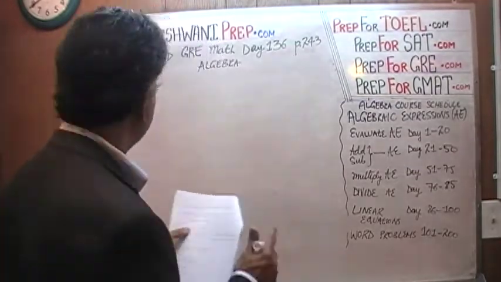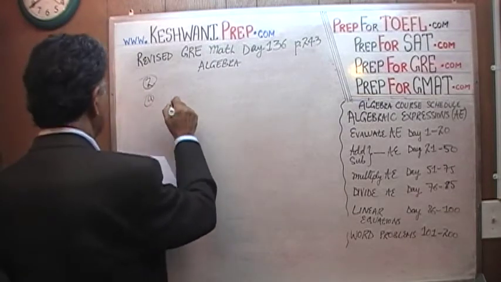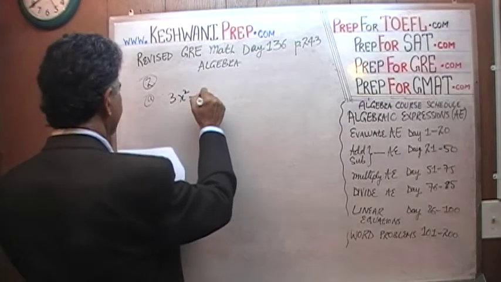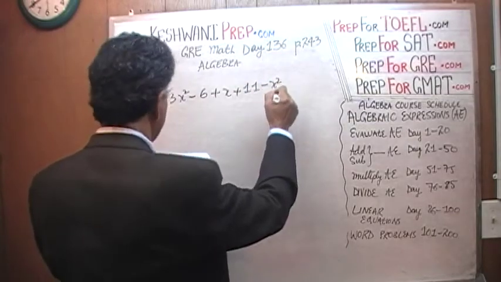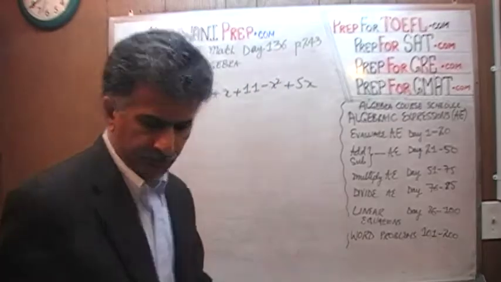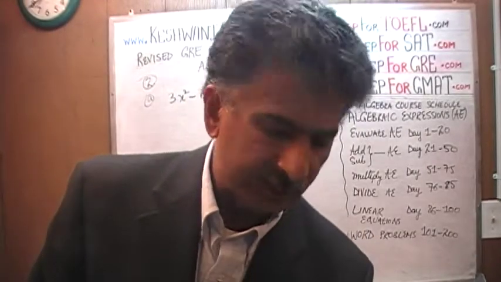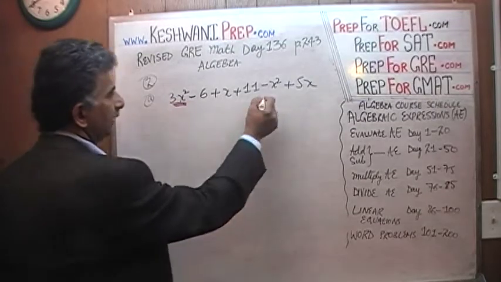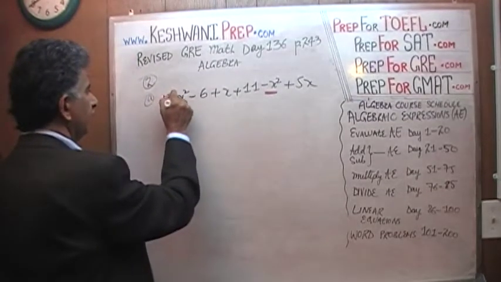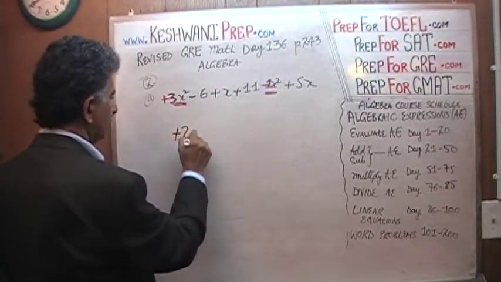Simplify the following expressions. A. This is the second problem. 3x squared minus 6 plus x plus 11 minus x squared plus 5x. Let's see what we can do here. So we have to add and subtract what are known as like terms. For example, all the terms that involve x squared. Here I see the first one, here I see another one. This is a positive 3, this is a negative 1. A positive 3 and a negative 1 is going to give us positive 2x squared.